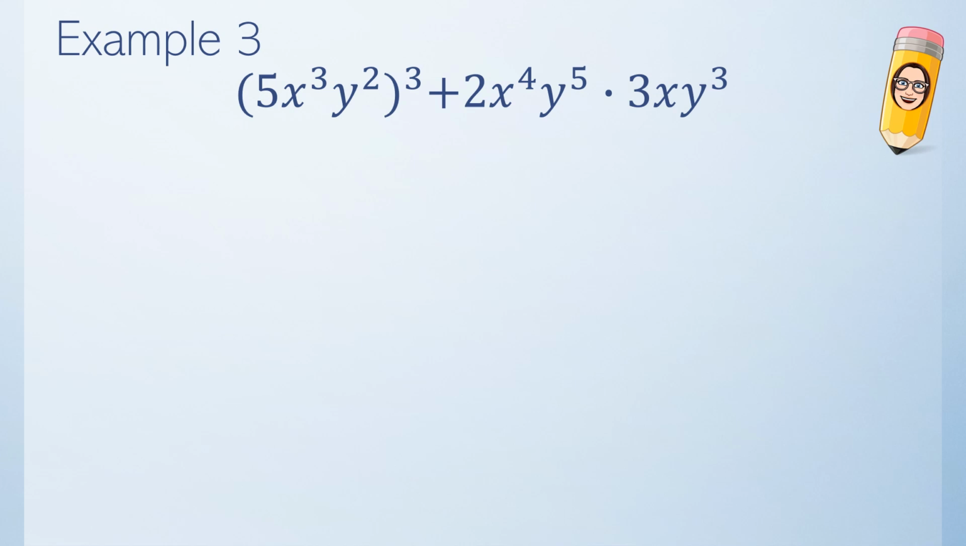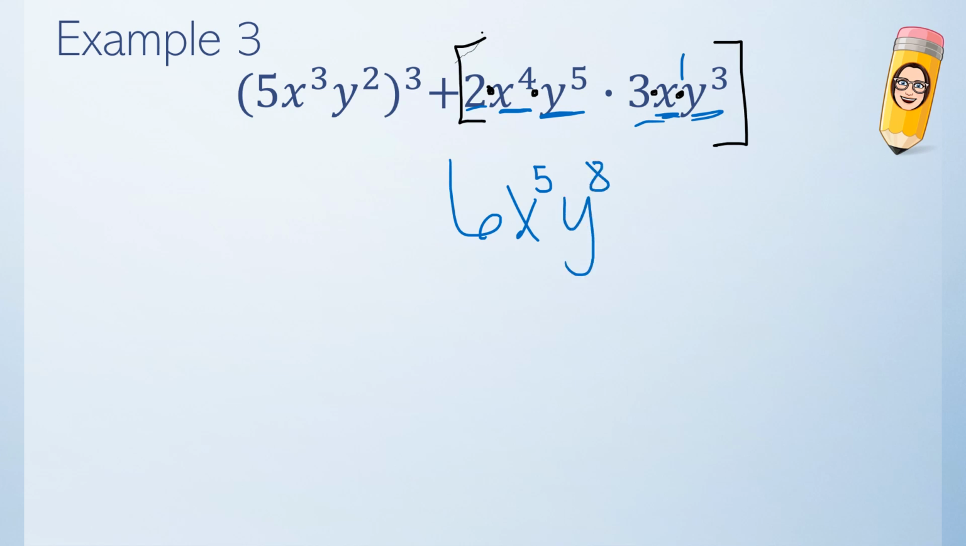All right, let's take a look at this next one. I have a plus sign and a times sign. Oh boy, let's go back to PEMDAS. PEMDAS says we multiply first. So I'm going to ignore the first part. This is a regular old multiplication, meaning there are dots between all of these. Okay? So I have a 2 times a 3. That's a regular old 6. X to the 4th times x to the 1st. That's x to the 5th. Y to the 5th times y to the 3rd is y to the 8th. Okay?